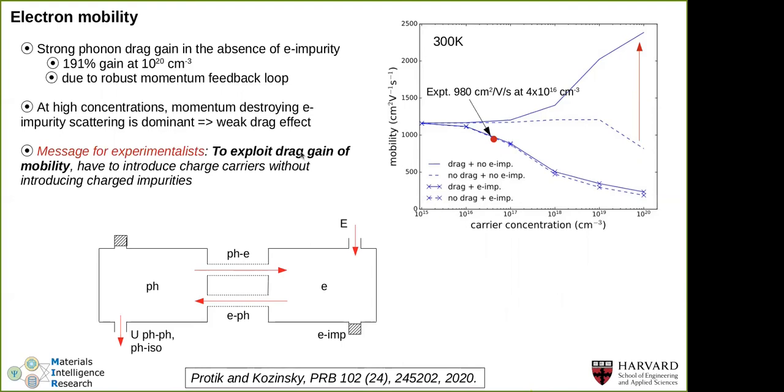If, however, you turn on electron impurity scattering, that is, open this valve right here, then momentum destroying electron impurity scattering will be dominant, and this drag effect will be weakened. So we have a message for the experimentalists. If you want to exploit this drag gain of mobility, you have to introduce charged carriers without introducing charged impurities.